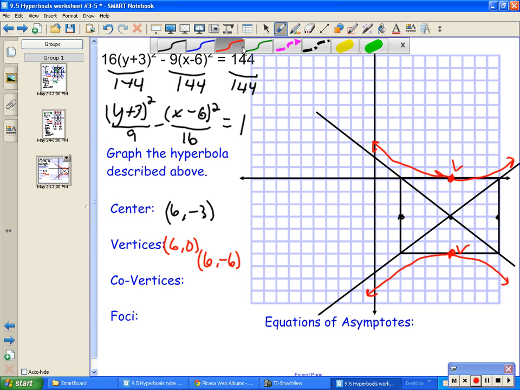Alright, our co-vertices we'll do in green. These are our two co-vertices. One right there and one right there. So that's going to be (2, negative 3). And then, let's see, we're over 2, 4, 6, 8, 10. So (10, negative 3).